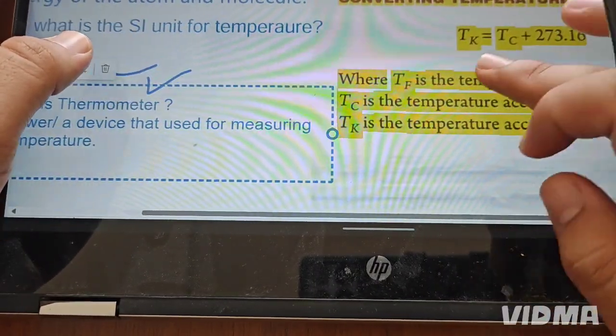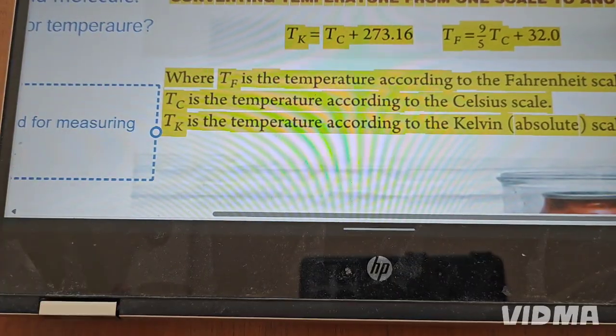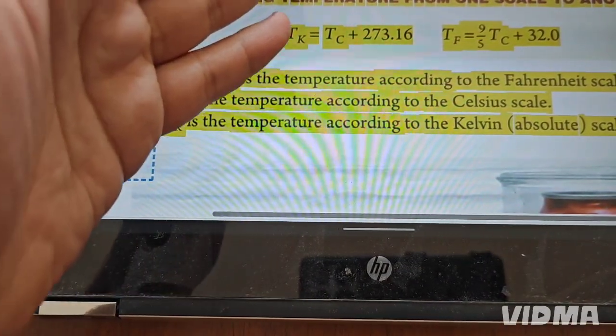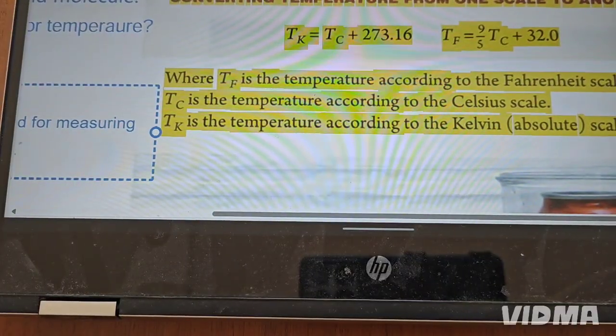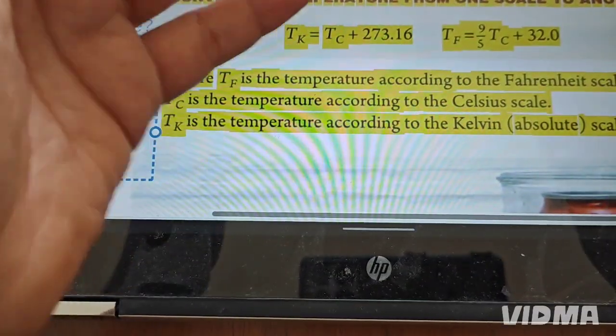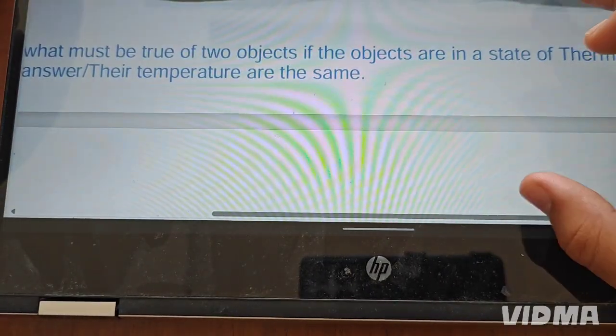Now we have this relationship. I think you have studied it even in grade 9. It is the relationship for converting units between Kelvin and Celsius: TK is equal to TC plus this number. You should memorize it because we have an example to solve later.